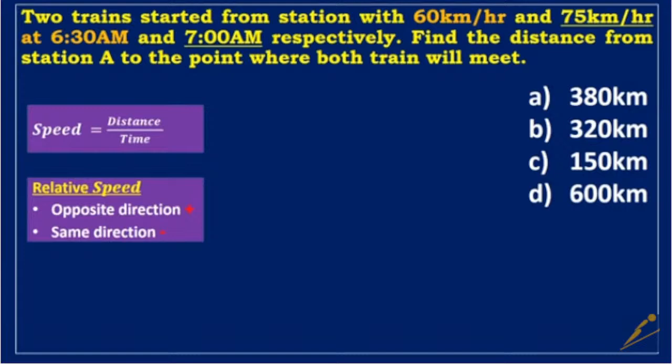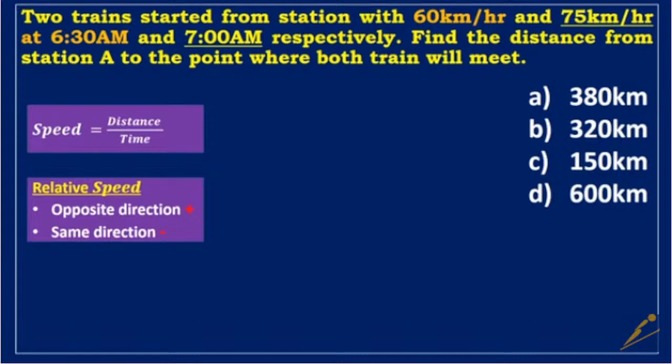The first train covers a distance of 60 kilometers in 1 hour. The first train covers a 30-kilometer distance in half an hour. The time difference between the first train and the second train is half an hour. When the second train departs at 7 a.m., the first train has traveled 30 kilometers.